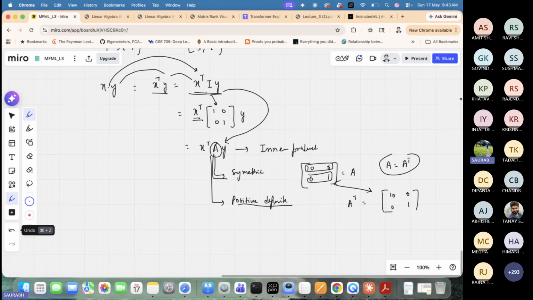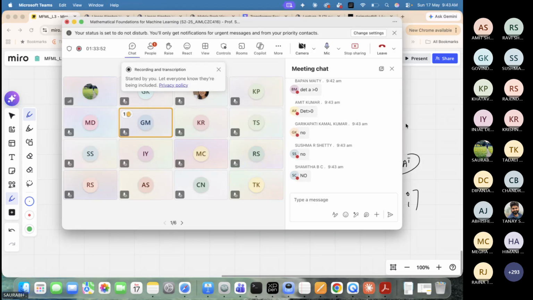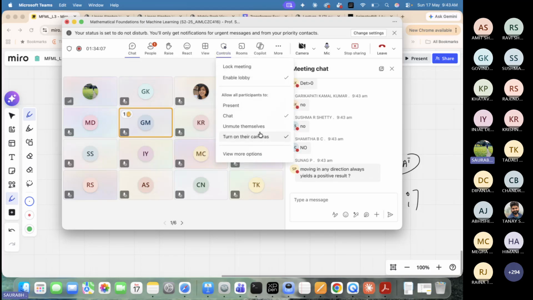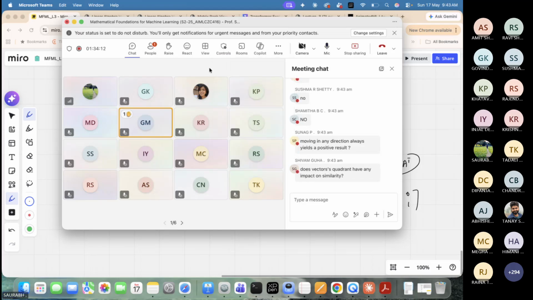Harshad, can you type your question? I see that you have raised your hand. Let me take this question. I see that he has been raising his hand for some time. Yeah, Harshad, go ahead. But this is the only question that I'll be taking. Go ahead.